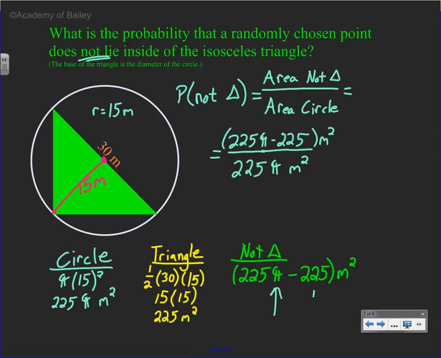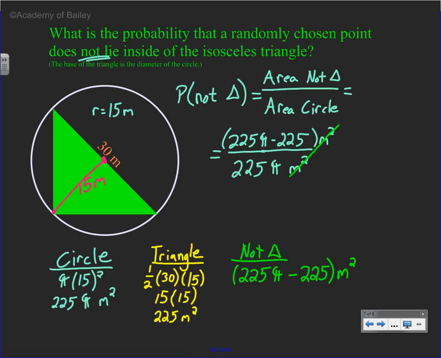And you notice that in this area of not the triangle, 225 pi and 225 are not like terms, so you cannot subtract those and say that that's 0 pi, because in order to do that, this 225 would have to have a pi with it. Those are not like terms, so when you go to combine like terms using pi, everything has to have a pi with it in order to combine it. It's kind of like when you're using variables x and y.